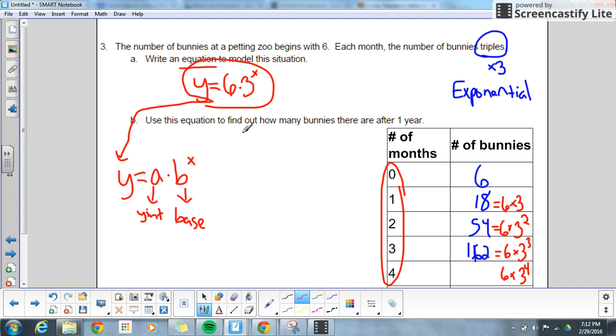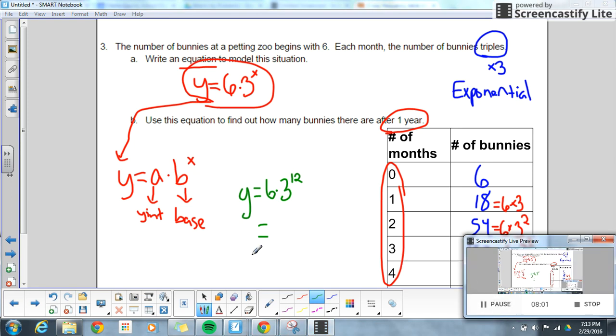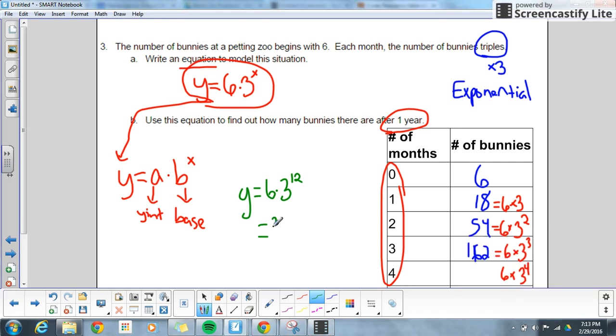All right, so now let's use this equation to find out how many bunnies there are after 1 year. Now be careful here. Our unit in the time here is 1 year, although here it was the number of months. So we actually want to take our equation and fill in 12 for x. So y equals 6 times 3 to the 12th. Simply plug that into your calculator and we get 3,188,646 bunnies. That is an awful lot of bunnies.